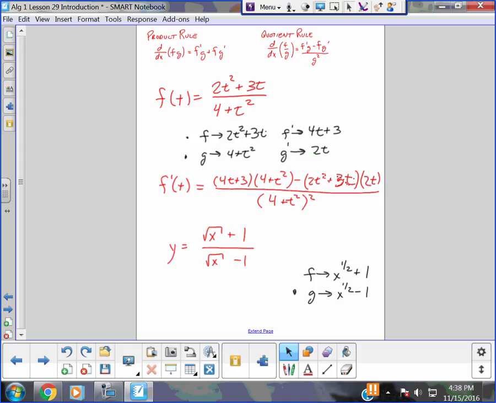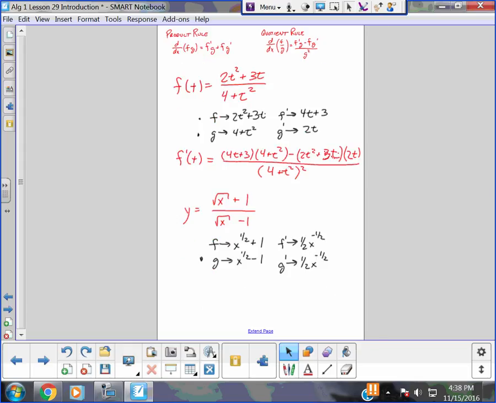Well, I've got to take the derivatives of f and g. Using the power rule on those, I just bring the power down and reduce it by 1. The derivatives of the 1's on both of those are 0. Positive 1, negative 1, the derivatives are both 0.